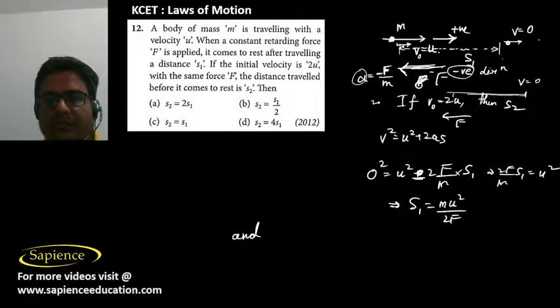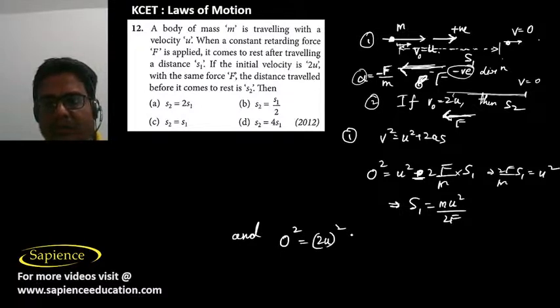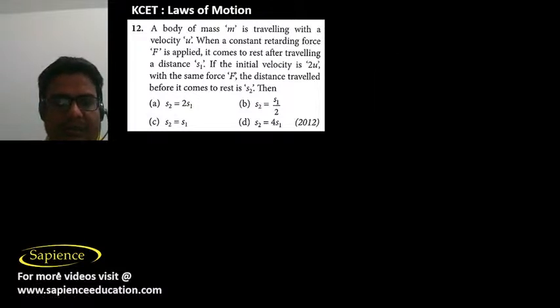And then for the second case, so this we have done for the first case, and for the second case, if the initial velocity is 2u, then the displacement is s2 before it comes to rest, and the retarding force is remaining the same, which is f. So therefore 0 square will be equal to 2u whole square plus, sorry, it's a mistake.